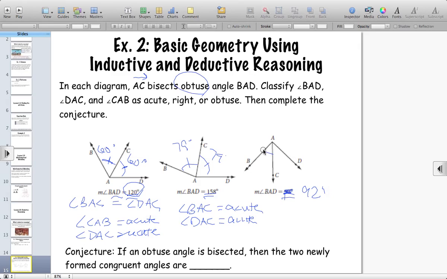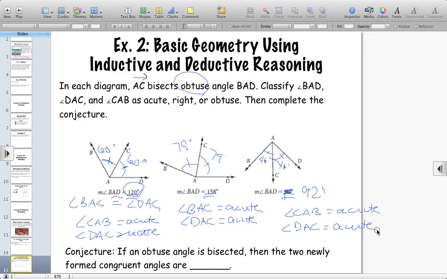AC is bisecting, so this angle is equal to this angle. So 92 divided by 2 would be 46 degrees. Well, 46 is less than 90, so again, angle CAB is acute, and angle DAC is also acute. So, three different examples, varying degrees of measurement, but they were all obtuse angles for angle BAD, and when we bisected them, they all created acute angles.